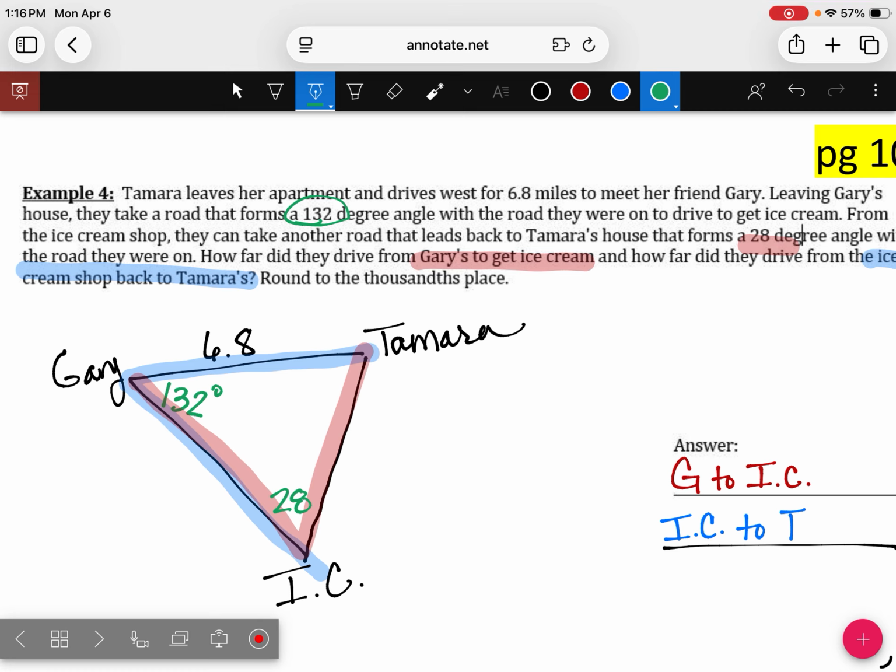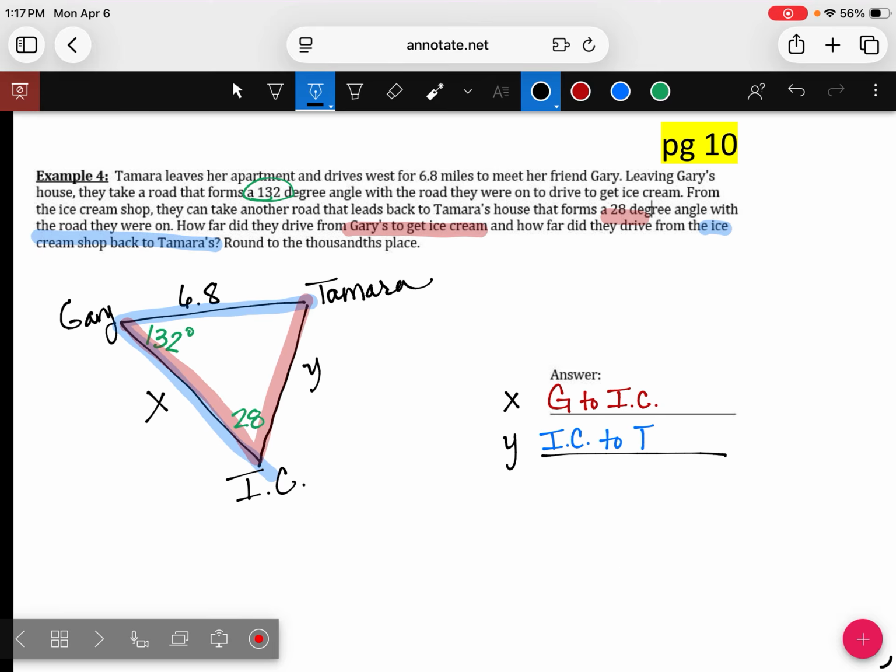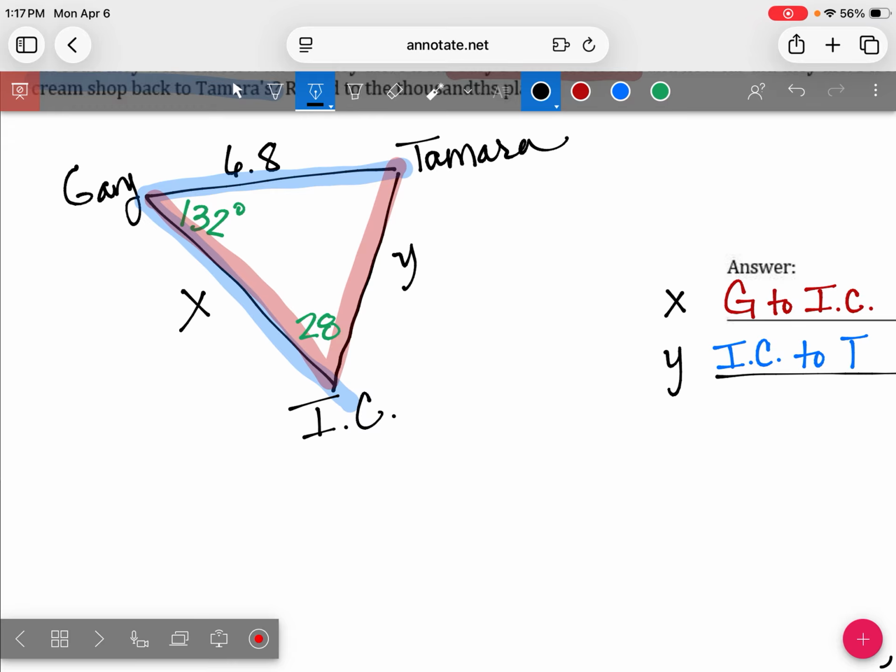And they want us to find Gary to ice cream. So I'm going to call this X. So this will be X. And then they also want us to find ice cream to Tamara. So this will be Y. Do we have a pair? Do I know an angle and an opposite side? All right. So we got sine of 28 over 6.8 equals.